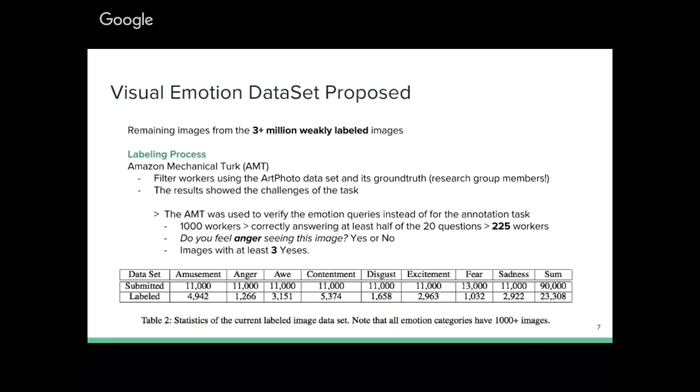Yes or no, was the answer. If they answered at least half of the 20 questions properly, those workers were selected to label the rest, so the labeling that those workers were doing was taken into account. At the end, they also selected the images that had at least 3 yeses in common. From the 3 million images, they ended up with the numbers from the second row, and at the end the dataset is composed of 23,000 images.